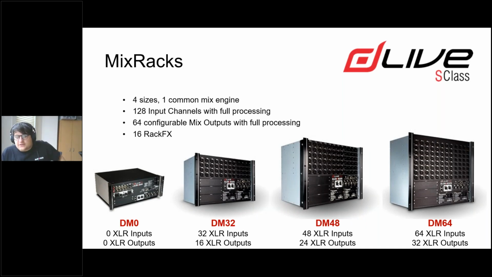In the S-Class mix rack range, we have 4 mix racks, and one of them is a little bit different to the others. So the 32, 48, and 64 all feature 3 card slots, 2 slots for redundant power supplies and redundant audio networking. The 32 has 32 inputs, well, it has 16 outputs. The 48 has 48 inputs and 24 outputs, and the 64 has 64 XLR inputs and 32 XLR outputs. What's worth noticing is all of these have exactly the same internal processing.